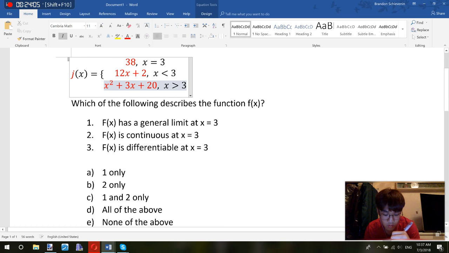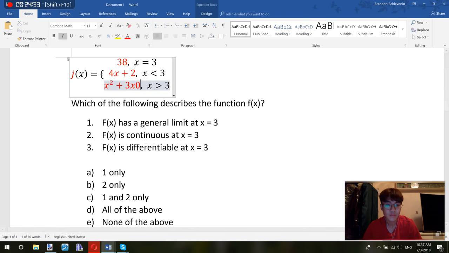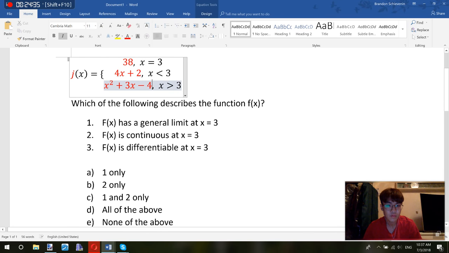Plus 20, I get... Three is 12. It's not going to work, is it? Reduce this a little bit. Okay, 4x plus 2. Now I've got 14, 9, 18. This should be minus 4. Minus 4, and this one will be 18. Okay, so what I'm trying to do here is make sure my y values are the same for the left and the right.